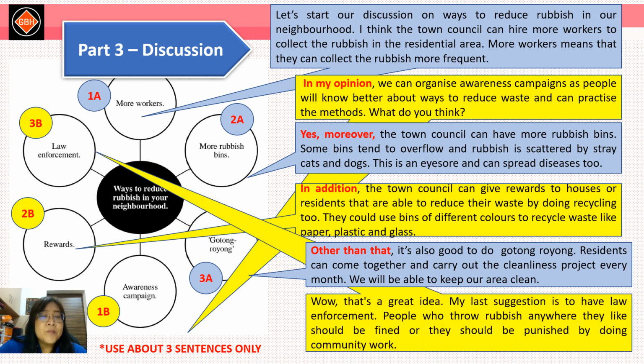And lastly, for candidate B, you can answer, wow, that's a great idea. My last suggestion is to have law enforcement. People who throw rubbish everywhere they like should be fined, or they should be punished by doing community work.